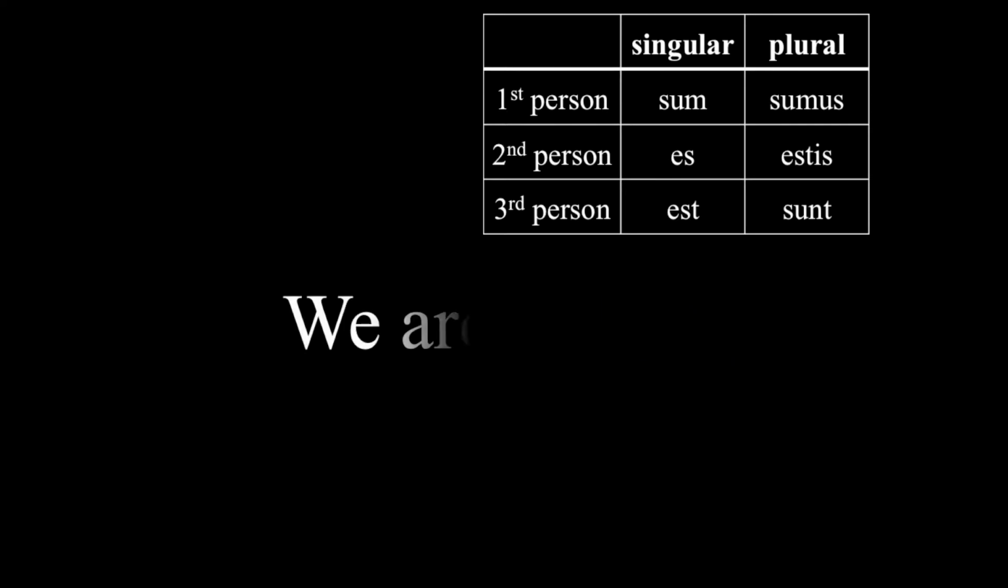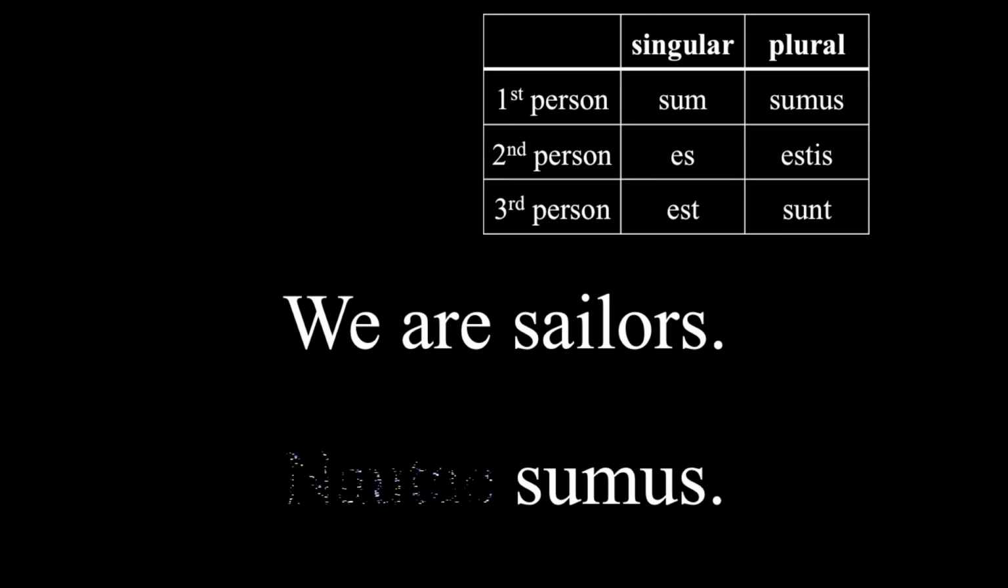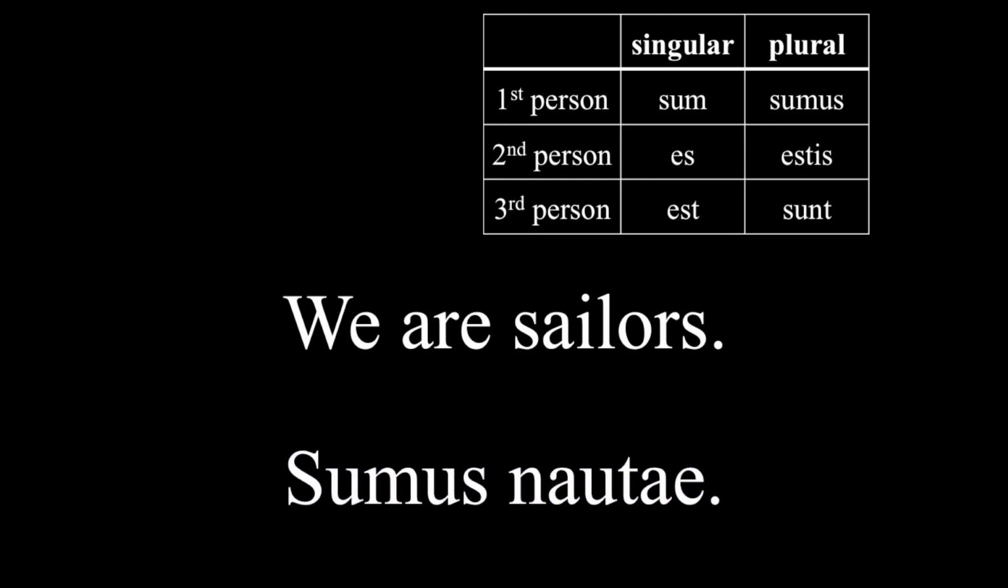Okay, next. We are sailors. For we are, we need the first person plural form, which is sumus. For sailors, we need a nominative plural, which is nautae. So we have nautae sumus, or, again, sumus nautae, which is equally acceptable. Okay, a few more examples. Please pause the video if you need time to figure it out.